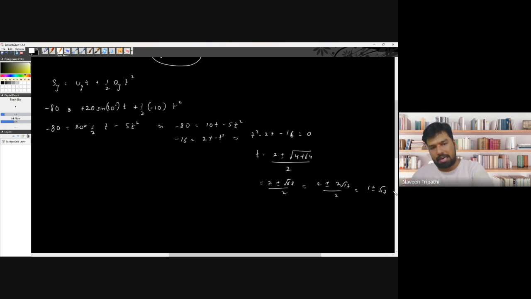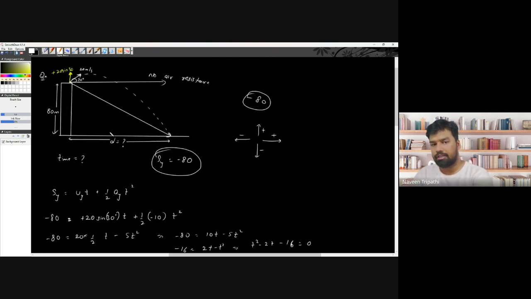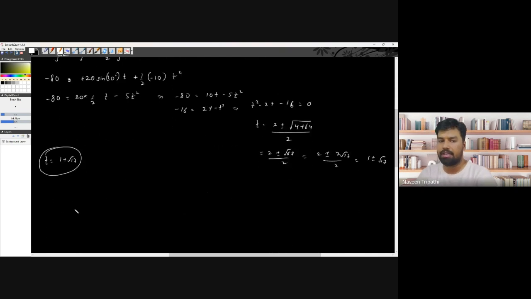Why? Because time cannot be negative. You cannot go in the past. So 1 plus root 17 is acceptable time. Okay, perfect. That's it. This was the first thing that I asked. You have to find capital D. How do you find capital D? It is nothing but horizontal displacement x.